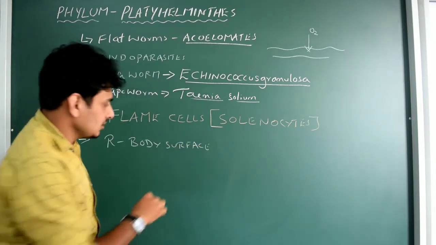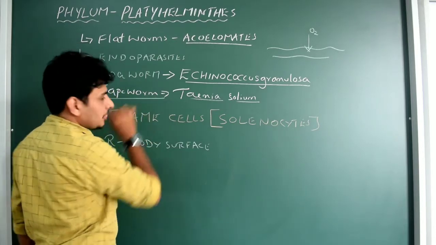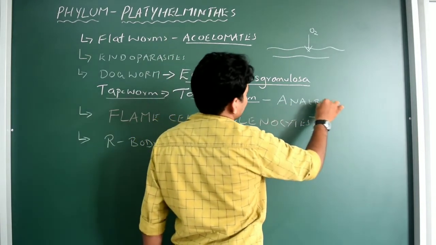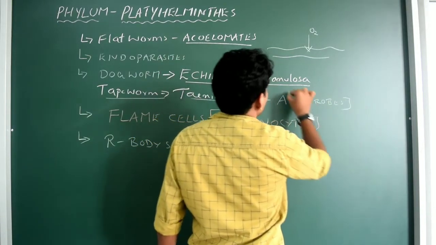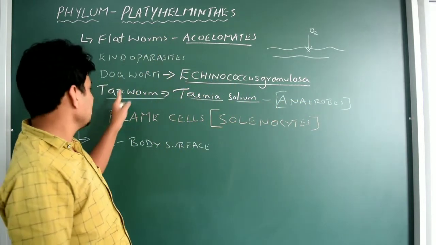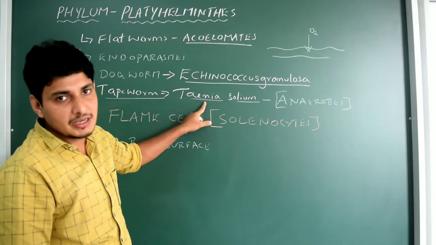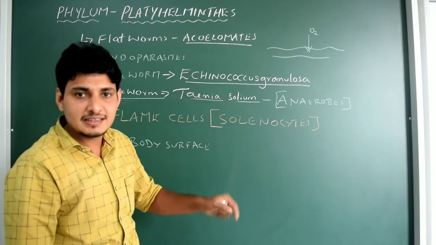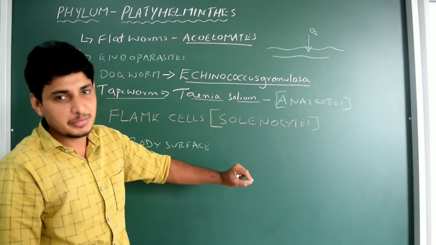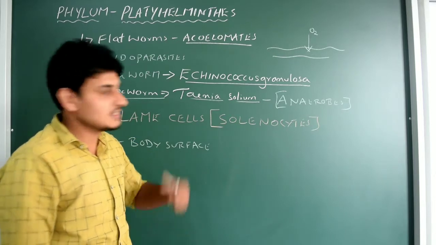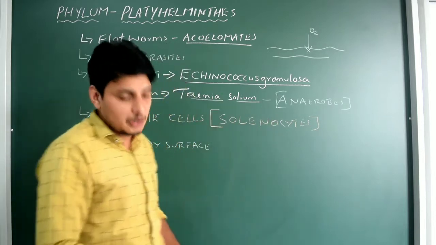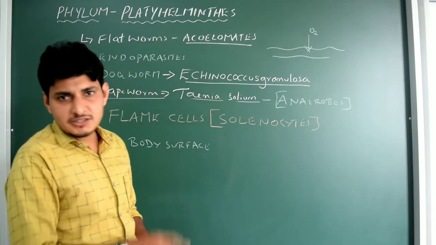There is one exception, that is the tapeworm. The tapeworms are anaerobes. So you may get a question, name the anaerobic flatworm, that is nothing but tapeworm, that is Taenia solium. Because they are endoparasites inside the intestine of the human being, they respire anaerobically. It's entirely different, not aerobic respiration, it is anaerobic respiration. Just note this point, you will understand what is aerobic and anaerobic respiration later, when I discuss respiration in plants.